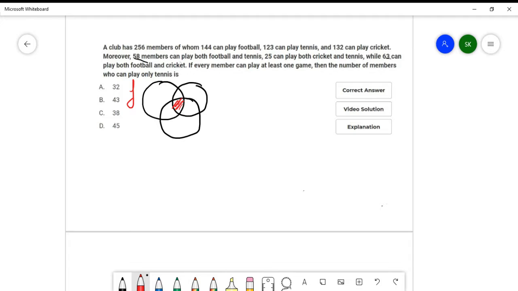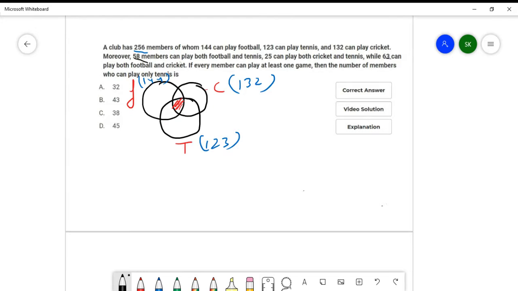This circle represents football, this represents cricket, and this represents tennis, and their respective values are how much. Cricket is of 132, tennis is 123, and football is 144. And total how many members are there? Total members are 256. Okay, now this is the representation of Venn diagram 3 set. Okay, when we are provided with such information.